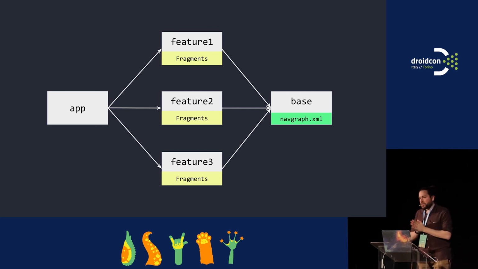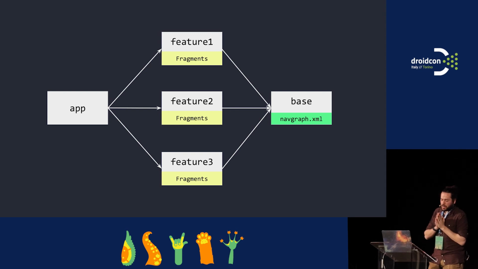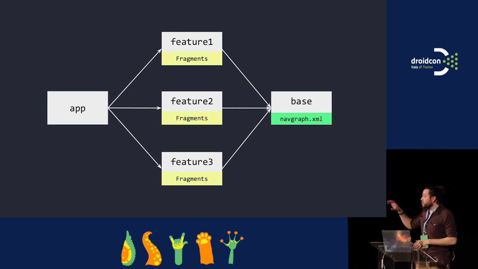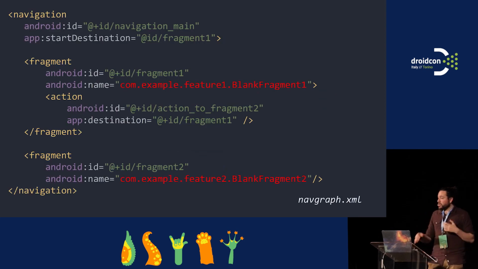There is an interesting article by David Vavra, I added the link in the speaker notes, about how they use Navigation Component, and he talks about the multi-module navigation. There is a way to solve that: you have the nav graph in a single place, in the base module. But the problem is that if you have your nav graph in the base module, all the fragments that you declare in your feature, you won't be able to see them. It will be red, you won't have auto-completion, and you won't have any preview displayed.